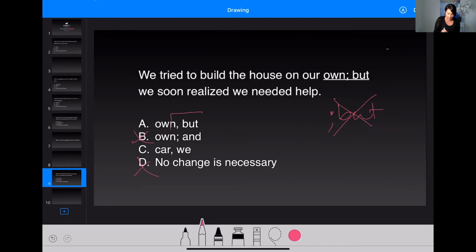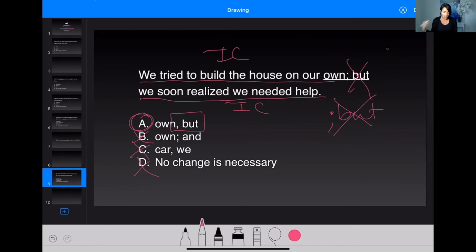Well, I have this comma FANBOYS. Comma FANBOYS are good to separate two independent clauses. We tried to build the house on our own. Independent clause. We soon realized we needed help. Independent clause. So I can have a comma, but, here. A is going to be the best answer. C is a comma splice. C is out. I could take off this "but" and just have the semicolon there and say, we tried to build the house on our own; we soon realized we needed help. That works also. There's a number of different ways you can use it, but it must be used correctly.